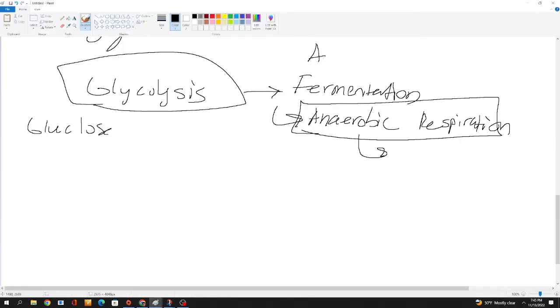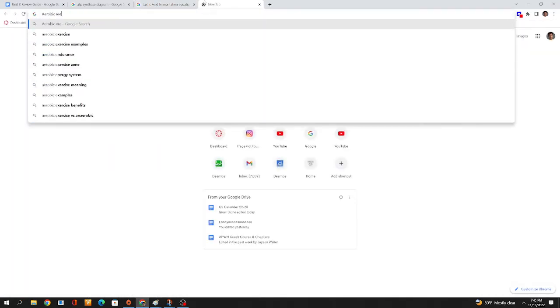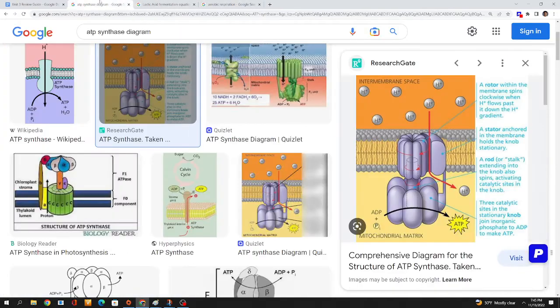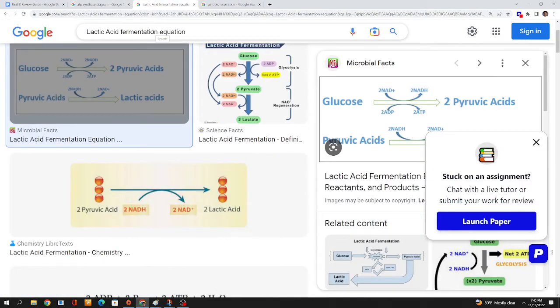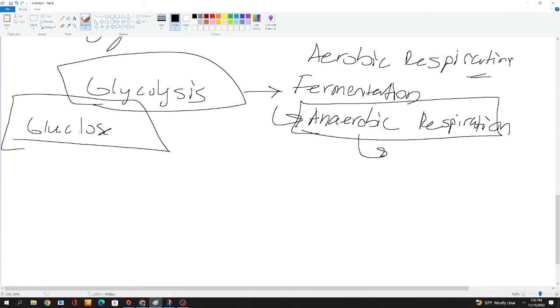Aerobic respiration would mean that you use oxygen, and these are just two key terms you should know. Let me just double check that. Yes, aerobic respiration means you use oxygen to make your fuel, or ATP. Now, this is the equation for it. Essentially, when you're using glucose, you make your 2 pyruvate.